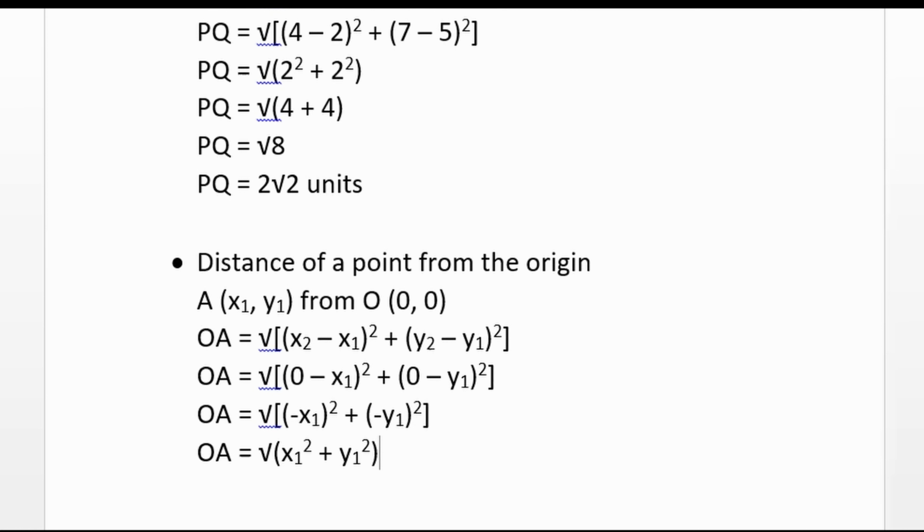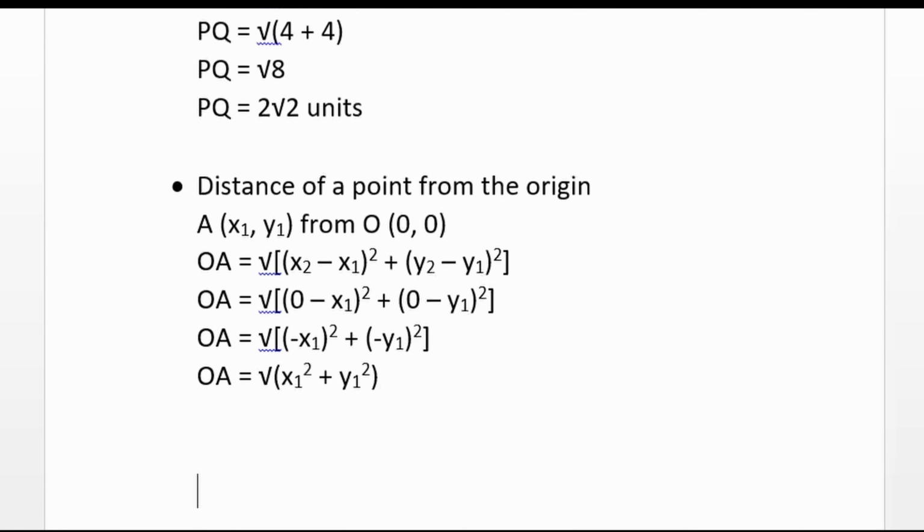So this is the special case of the distance formula where we find the distance of the given point from the origin. Let us consider an example. Find the distance of point P whose coordinates are minus 4, 3 from the origin.